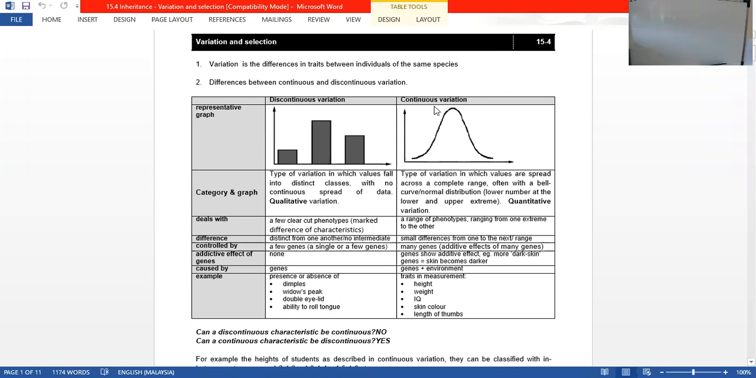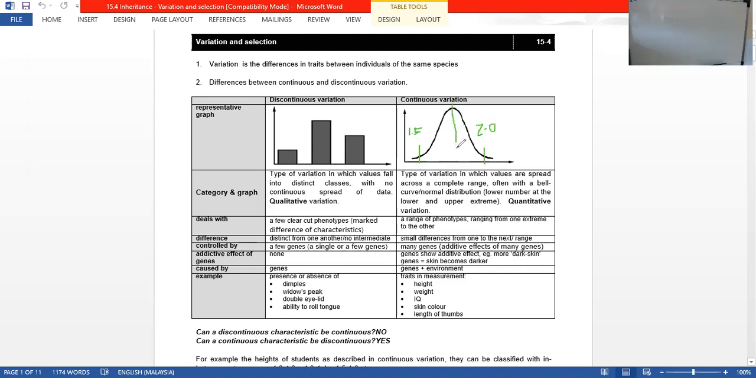So what does continuous variation mean? Continuous means it continues from one end to another end. So what do you mean by continue? Continue here means that, say I have this far end here, the height is 1.5, while this far end here, the height is 2.0.